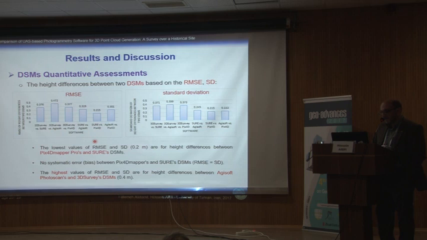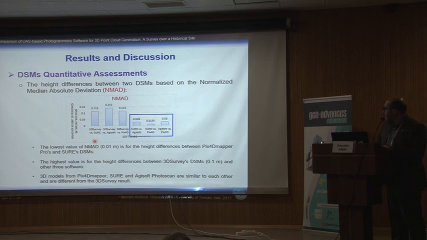And again, this is another evaluation which proved what we have discussed in previous results. Shore and Pix4D are very close to each other regarding the RMS and the standard deviation that had been measured from DSM. There is no systematic bias between Pix4D Mapper and Shore, and the highest value of RMSD and standard deviation are for the height difference between AgiSoft and 3D survey, as we have shown beforehand, 40 centimeters.